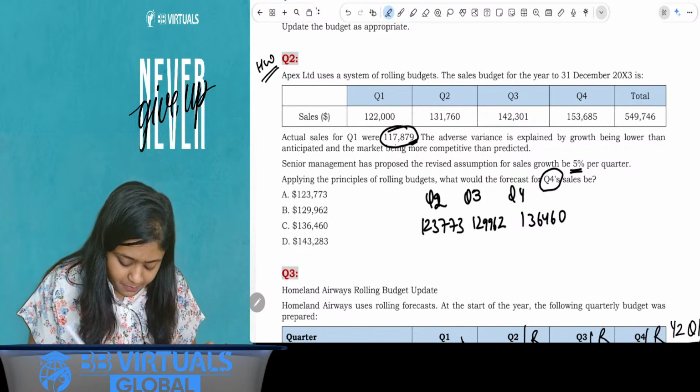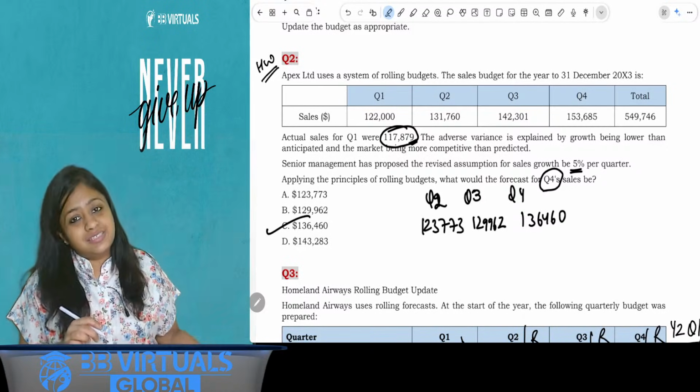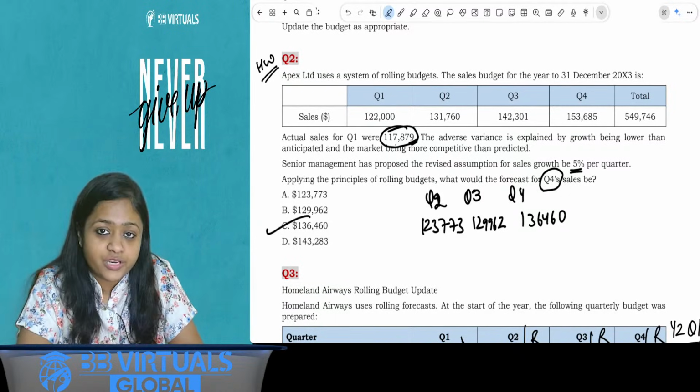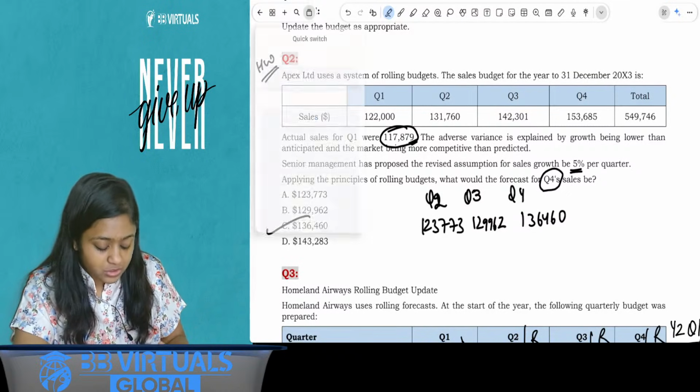Now is this there in my answer options? Yes. So my answer is C. So this is how we apply rolling budgets. I'm sure now you've got the hold of it. Okay, that's great. Now let's go to the next topic.